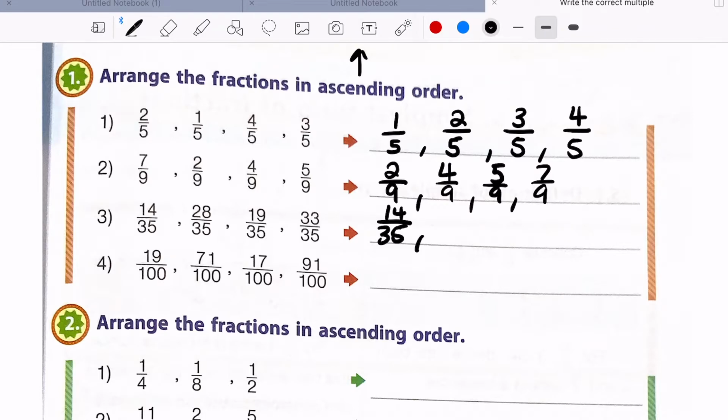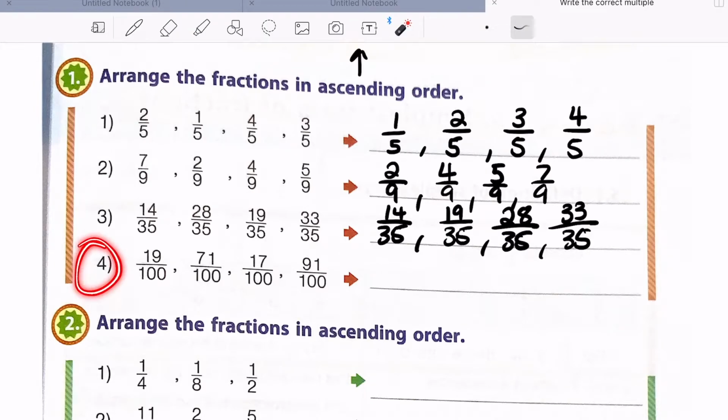Then we see 19/35. Then we see 28/35. And last, we see 33/35.